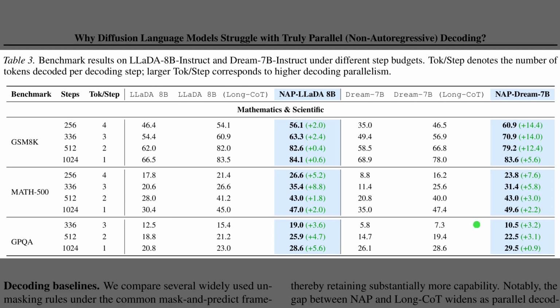Alright, following that visual breakdown, Table 3 presents the quantitative proof across GSM 8K, Math 500, and GPQA. The crucial test lies in the low-step regime, specifically the row for 256 steps, where the model must decode 4 tokens at once. Look at the Dream7B results on the right. The standard long chain of thought baseline struggles here, dropping to 46.5% accuracy. In contrast, the NAP model in the blue column jumps to 60.9%, a massive 14.4% improvement. This confirms that while standard models falter when forced to be parallel, NAP successfully decouples reasoning quality from sequential order.